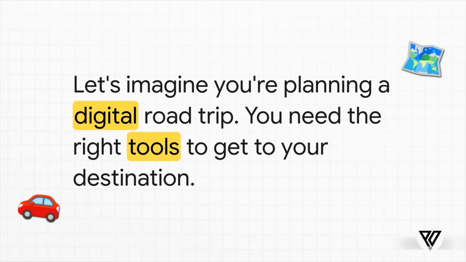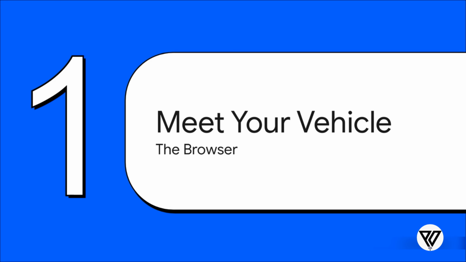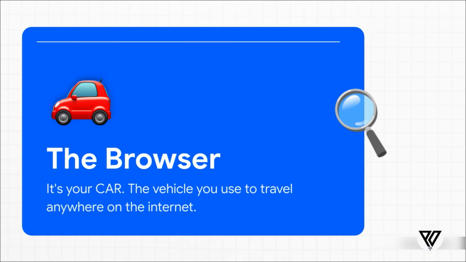When you're online, you're basically exploring, right? You're visiting new places, looking for stuff, and to do that right, you need the right tools. So let's start with the most important one. All right, first things first on any trip, you need a vehicle. You need something to actually get you from point A to point B. And in the world of the internet, that vehicle is your browser. That's right, your web browser is your car.